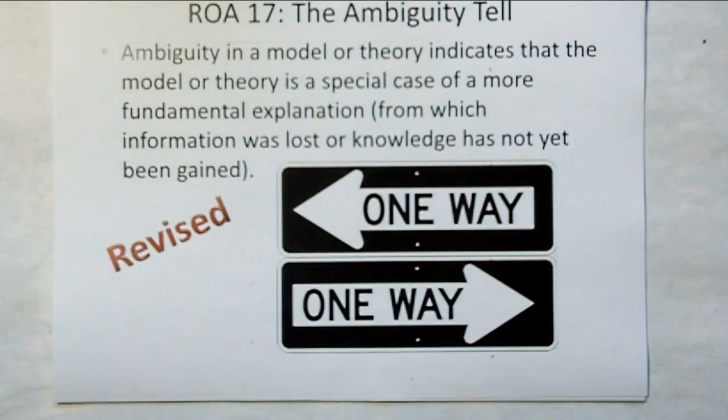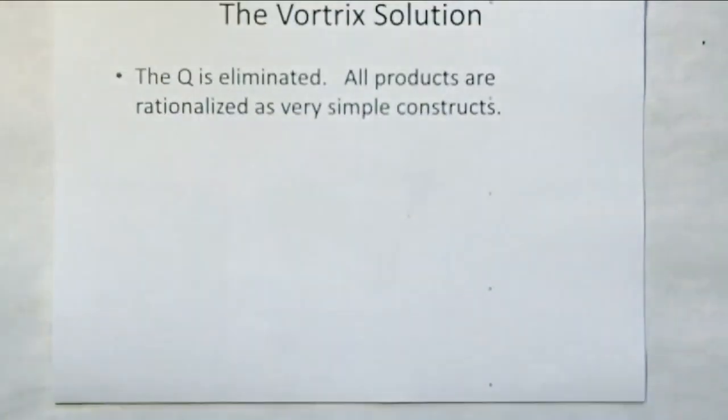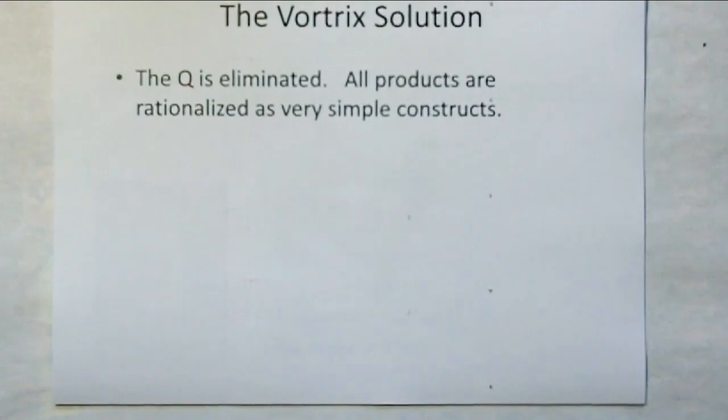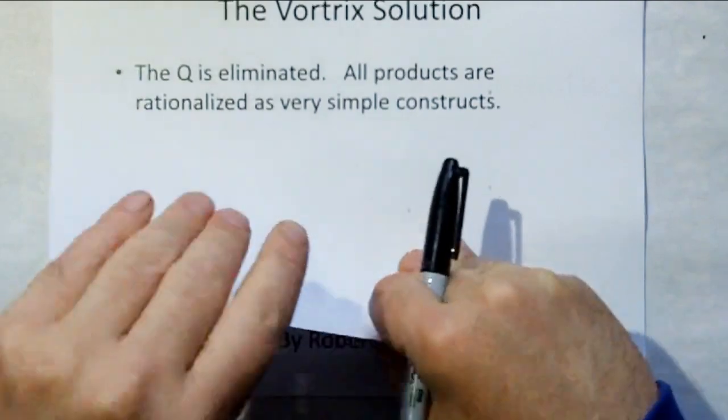And here's the intro slide to the 17th rule of acquisition, which is the ambiguity tell. It says that ambiguity in a model or theory indicates that the model or theory is a special case of a more fundamental explanation. In other words, an ambiguity does not mean that the theory or model is necessarily wrong. It could be wrong, but the more important thing we derive from this is that there is a better explanation, one without ambiguity. And that's what Vortrix Algebra is to Q algebra. So in the Vortrix solution, the Q is eliminated and all products are rationalized as very simple constructs. We're not going to get into what they are here.